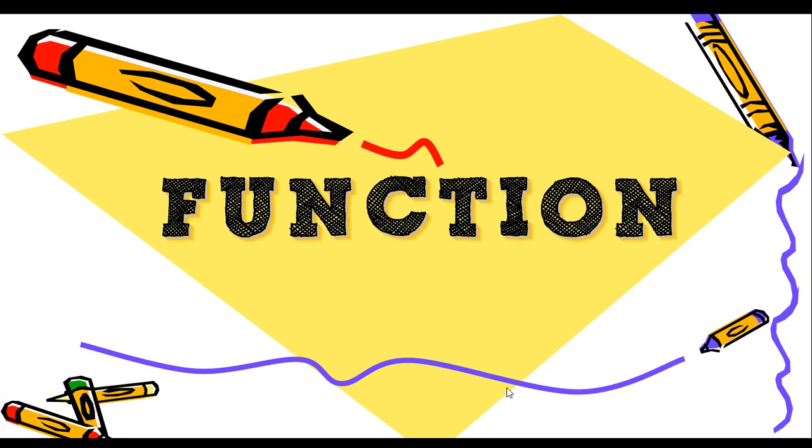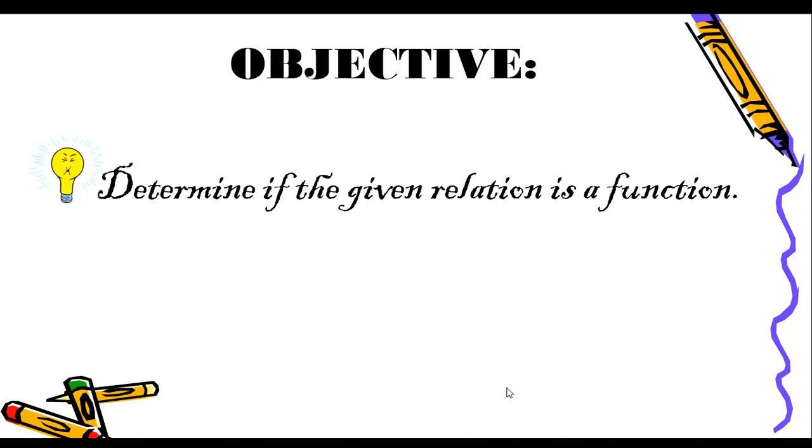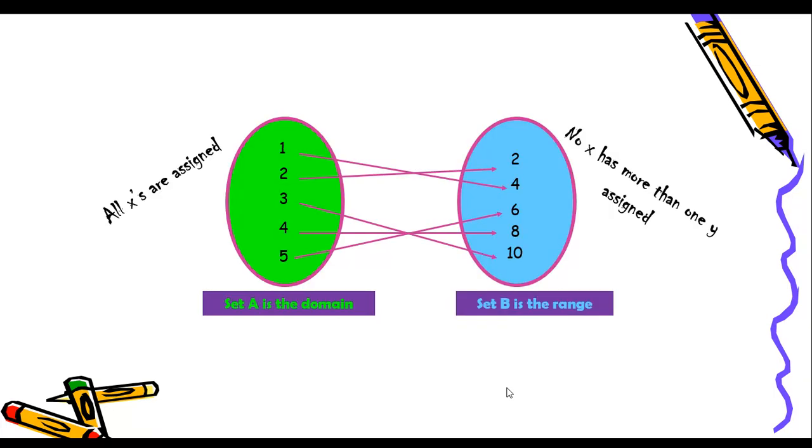Today we're going to talk about function. Our main goal for this lesson is to determine if the given relation is a function or not. So if we're going to determine if the given relation is a function or not, you have to satisfy two conditions. First, all x are assigned. Second, no x has more than one y assigned.